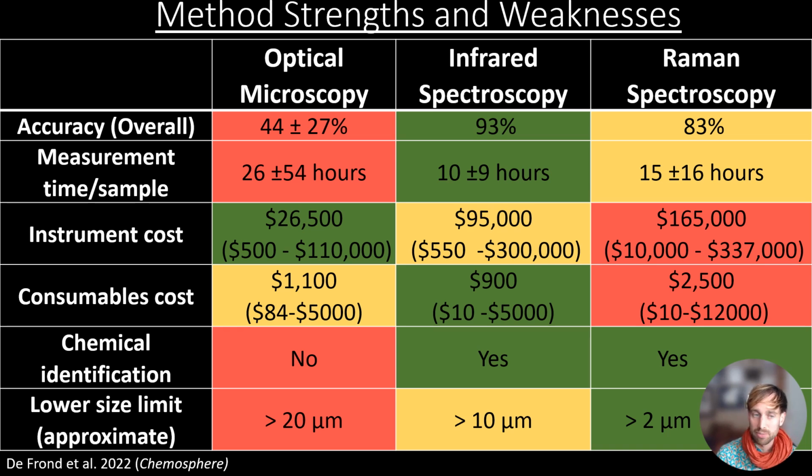Infrared and Raman spectroscopy are not cheap instruments, though, costing between $550 and $337,000, depending on the type of instrument. The consumables for these instruments are also non-negligible, and what's really important to understand is that these methods can take a very long time, especially if you do not use automated techniques. An average of 10 hours per sample for infrared and 15 hours per sample for Raman.